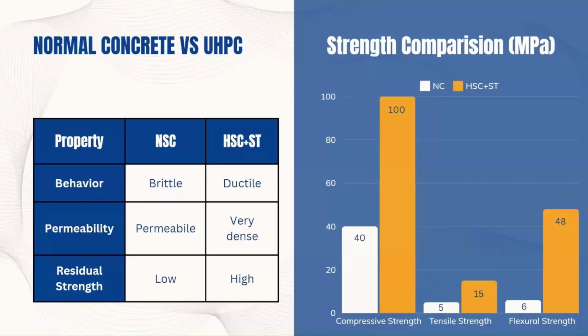If you want to take numbers into account as presented, the average compressive strength of normal strength concrete is around 40 megapascals, while for us it reaches 200. The normal tensile strength, which is around 10%, would be assumed up to 5 megapascals, while ours exceeds 15 or even higher. The flexural strength is usually 6 megapascals for normal strength concrete. However, for us, it's reached up to 40 megapascals.